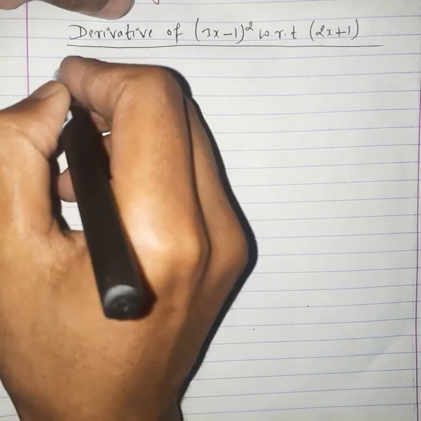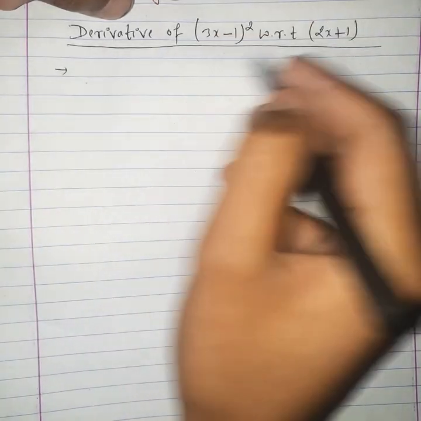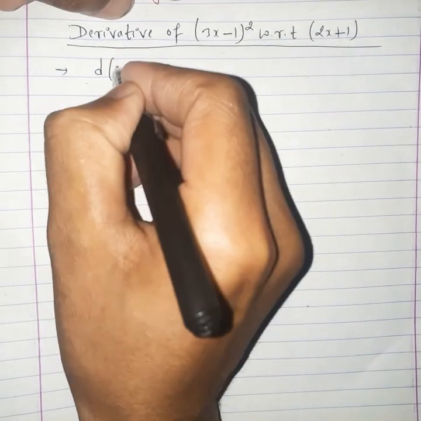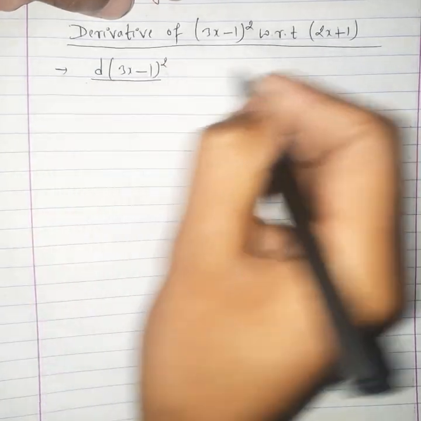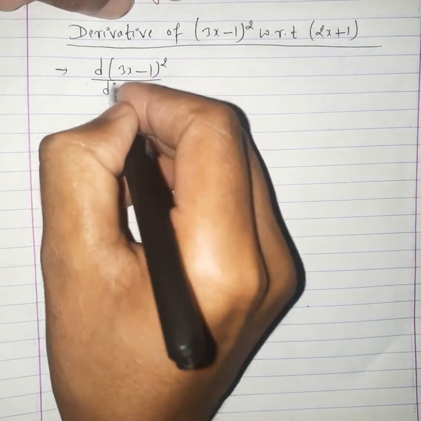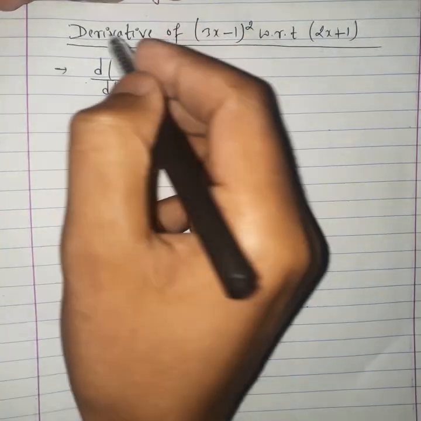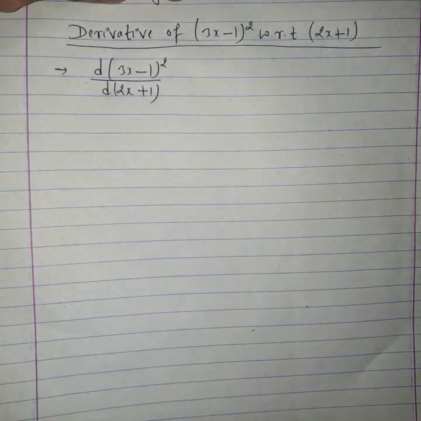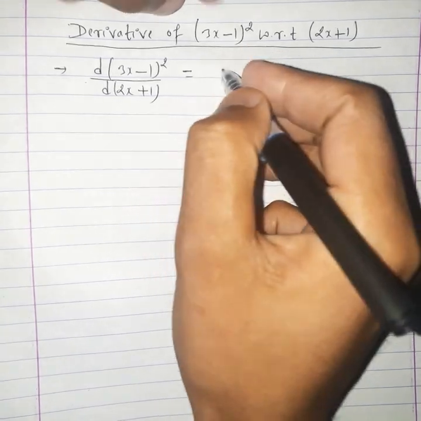Let's write this information symbolically: the derivative of the function (3x minus 1) squared with respect to 2x plus 1. This is the notation for this statement. The derivative of this function with respect to this can be written using the chain rule.